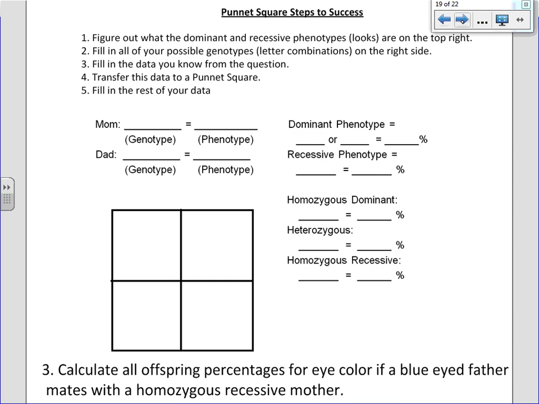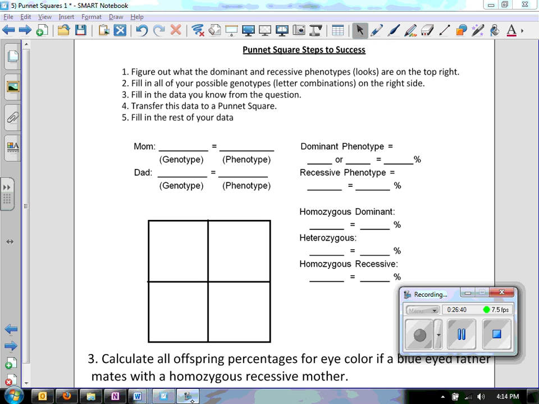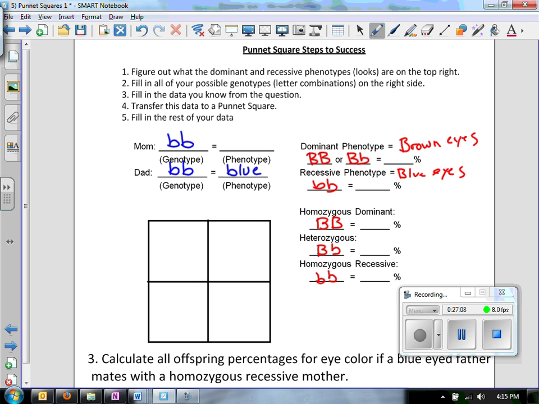All right, now try this one completely on your own. You should pause the video now, complete the problem, and when you're done, press play. In this case, the question should get you to here. You'll notice that your mom is given the genotype, little b, she's homozygous recessive, whereas dad is actually given the phenotype, blue eyes. Since dad has blue eyes, you know he must be little b, and since mom's little b, you know she must have blue eyes.